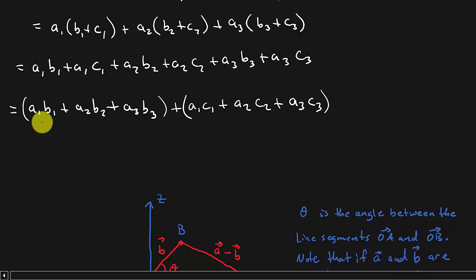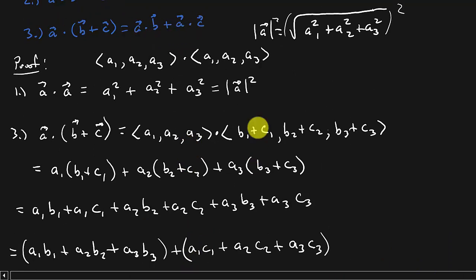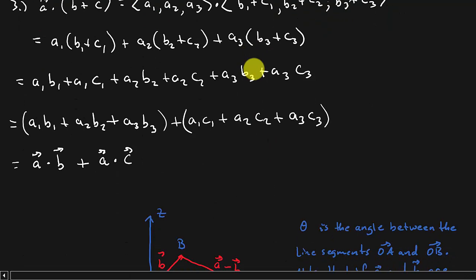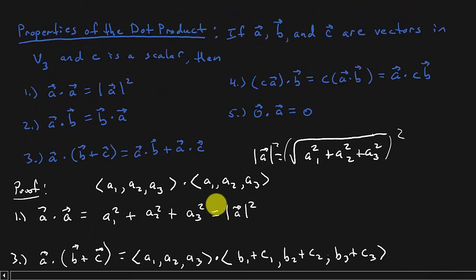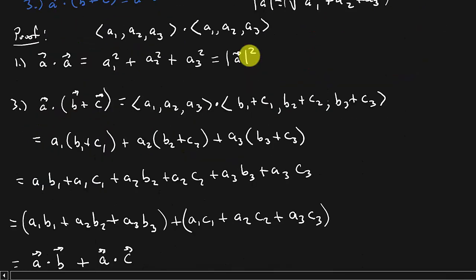But look at this. Isn't this just the dot product of A and B? You see that? I would do A1 times B1 plus A2 times B2 plus A3 times B3, right there. And then plus, this is just the dot product of A and C. And so you can see there, that gives you this right-hand side. So there you have it. And if you're bored or something sitting around, you can prove the other ones.